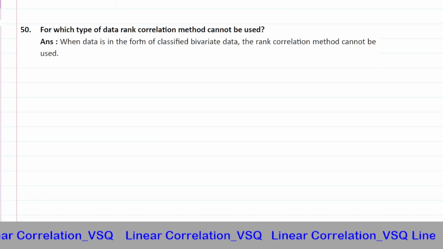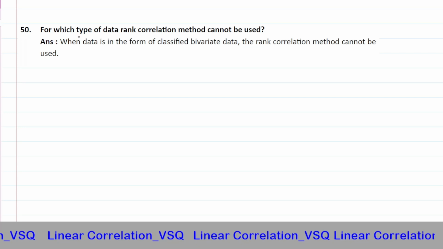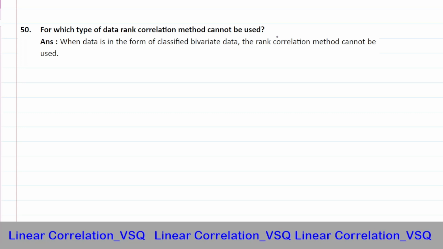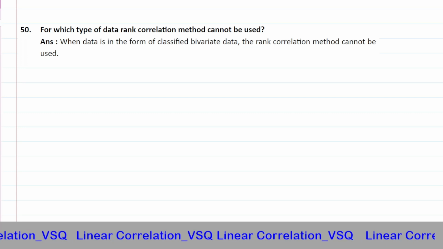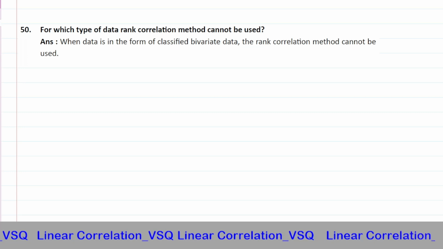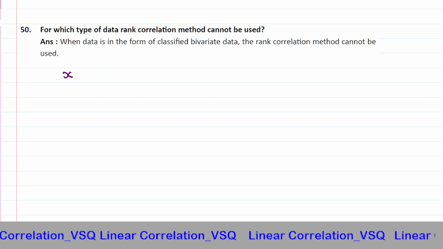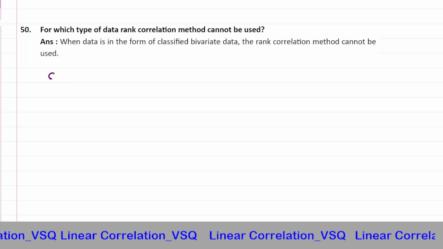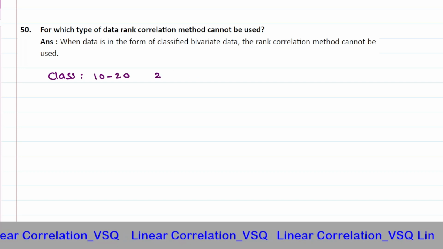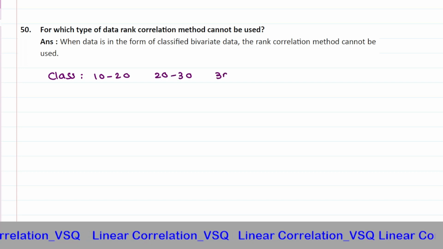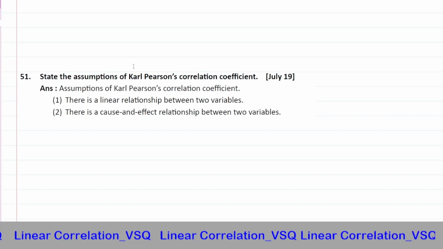Question number 50. For which type of data can the rank correlation method not be used? The answer is: when the data is in the form of classified bivariate data, the rank correlation method cannot be used. For example, classified observations means what? Instead of x, if classes are given like 10 to 20, 20 to 30, 30 to 40, etc. In this type of data, we cannot use the rank correlation method.